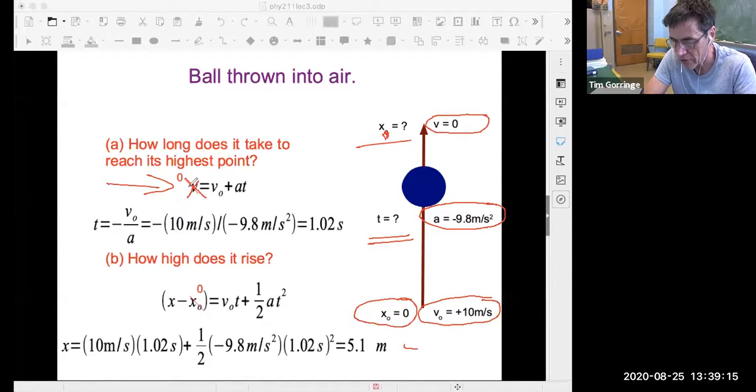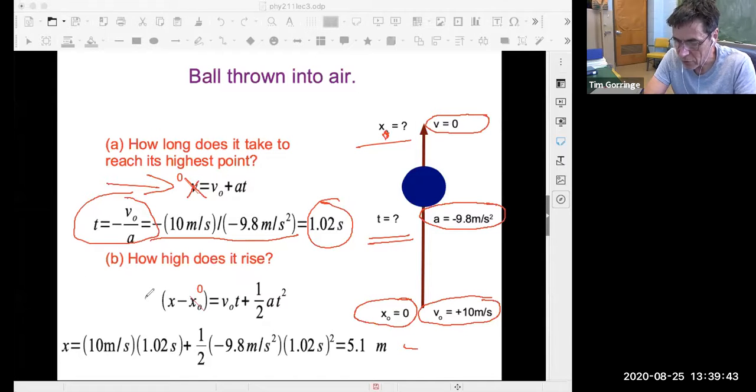So that goes to 0, and I can rearrange the equation for the thing that I want, the time, in terms of the acceleration and the initial velocity that I knew. I did that here. The time is minus v0 over a. Then I just filled in the initial velocity, divided by the acceleration, and I got just over 1 second. That's my final result.